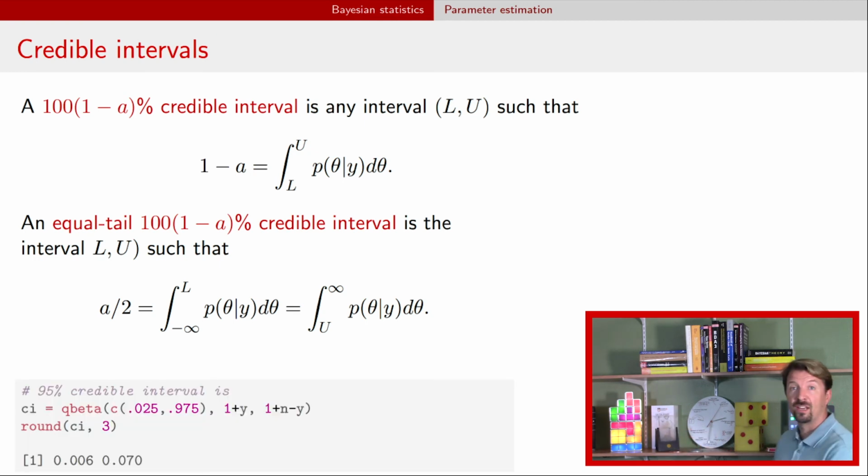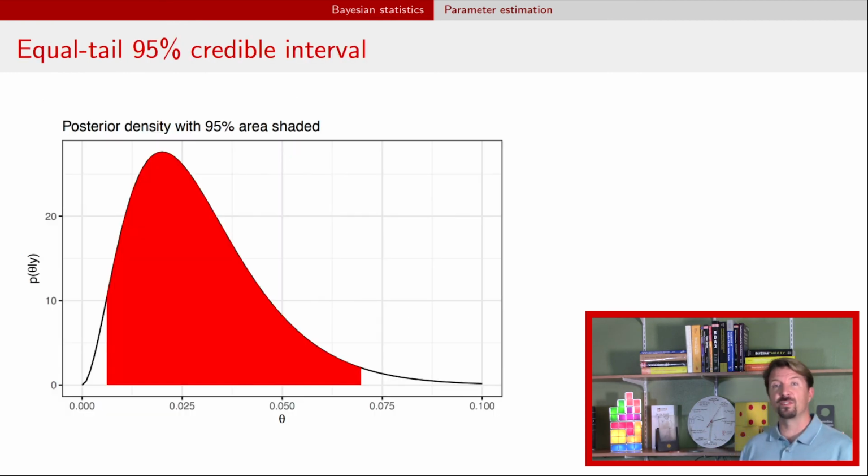Using some R code here and the qbeta function, we can find the endpoints of that interval. In this case, rounded to 3 significant digits, we have 0.006 and 0.07. There we go.